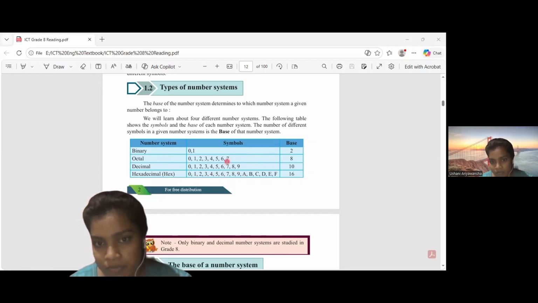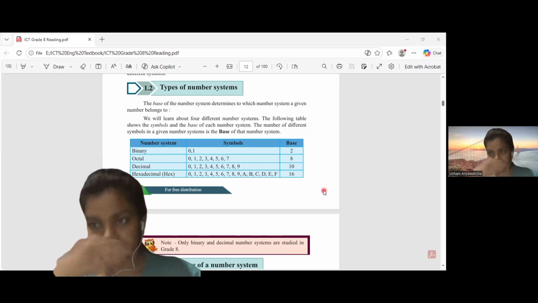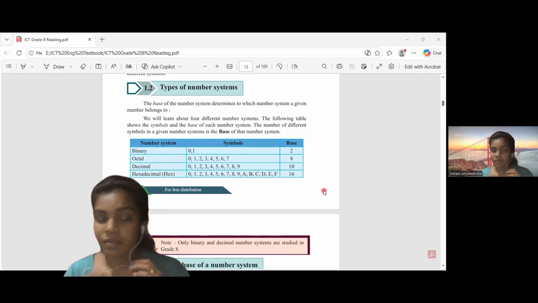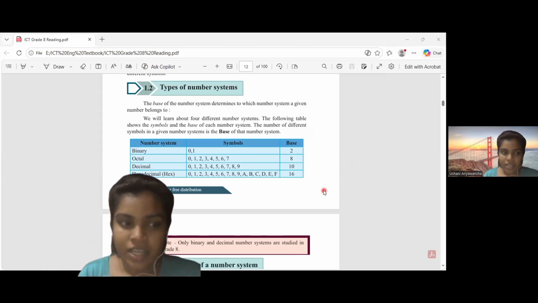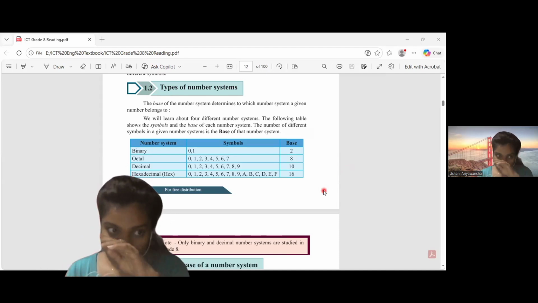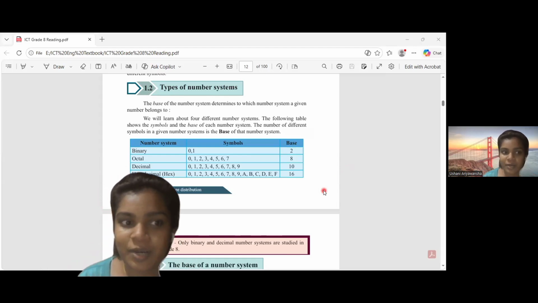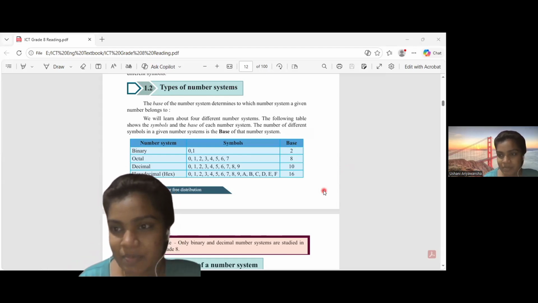After 9, you can see other symbols here as English capital letters. After 9 start English letters. So, Putte, here we will focus only on binary and decimal. Before moving to the next part, who can differentiate binary and decimal systems?